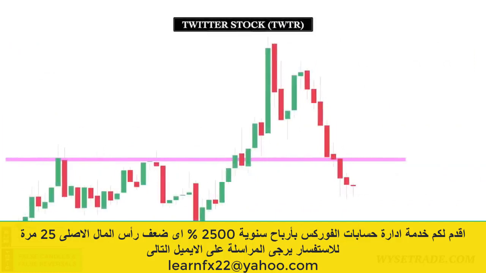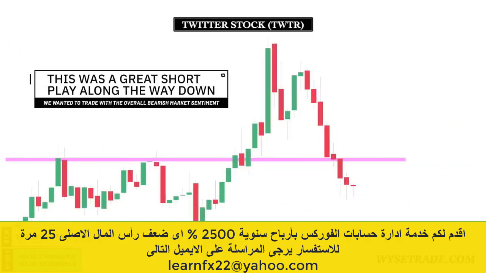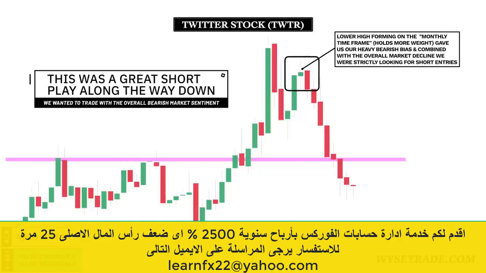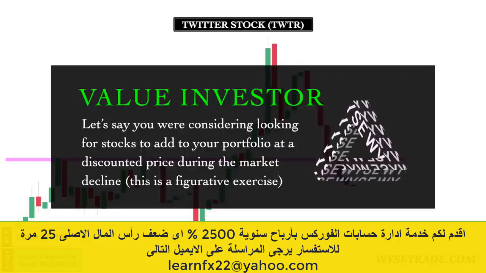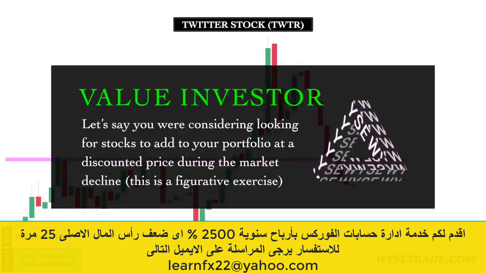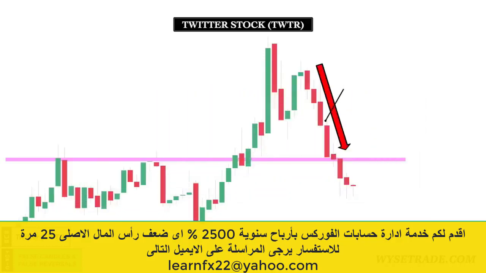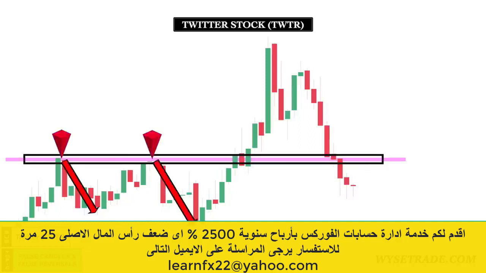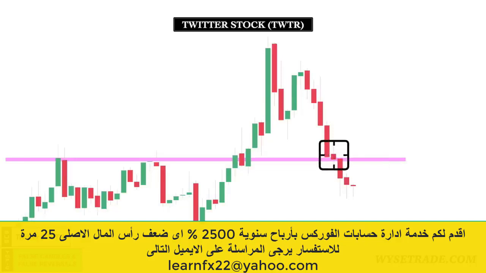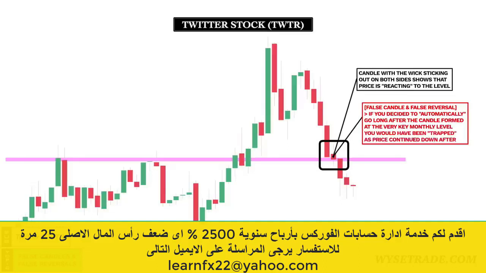This is the Twitter stock that we took multiple short trade entries on along the way down, starting from when the lower high here formed. But now, let's say you were considering looking for stocks to buy and adding to your portfolio at a discounted price during this market decline. Here's what you saw. You had clear, heavy bearish momentum without a green candle ever appearing, which is already a bad sign if looking for long positions, especially when going counter trend. You noticed this very key level here because of these two reversal points. When price reached the level, you had this small candle with the wick sticking out, which shows a reaction. Again, if you decided to automatically go long, you would have been trapped as price continued down.